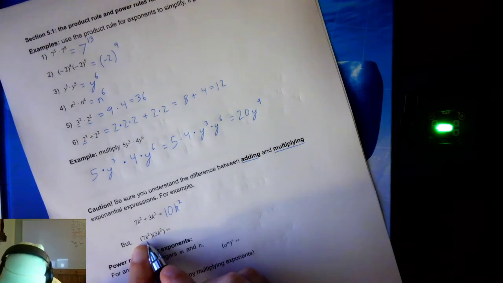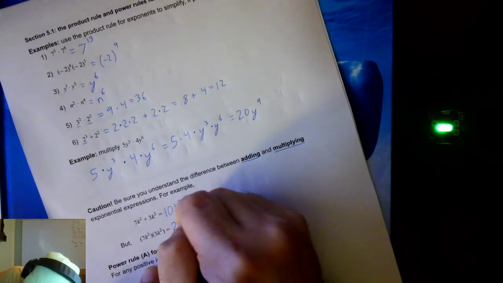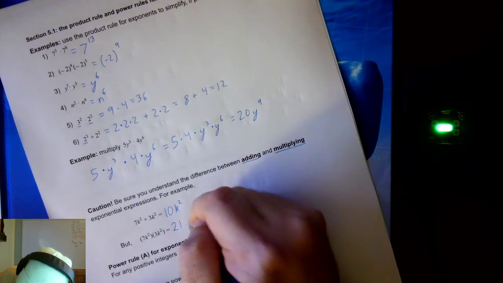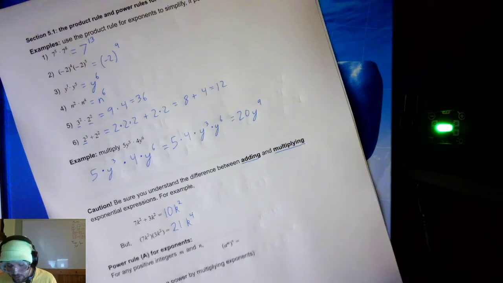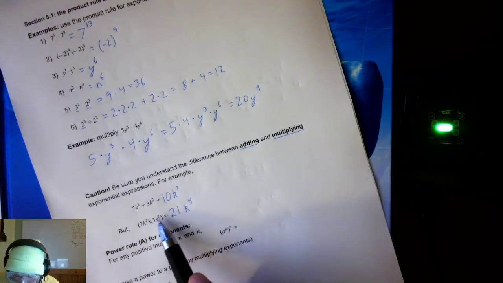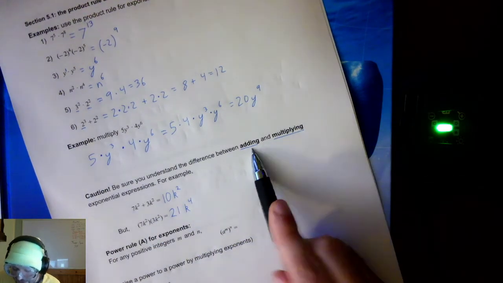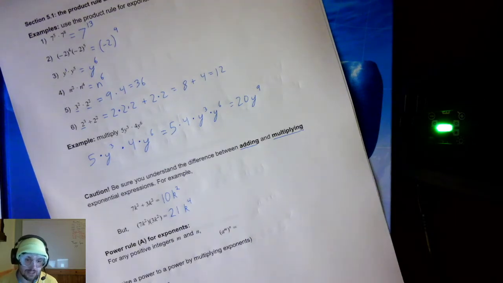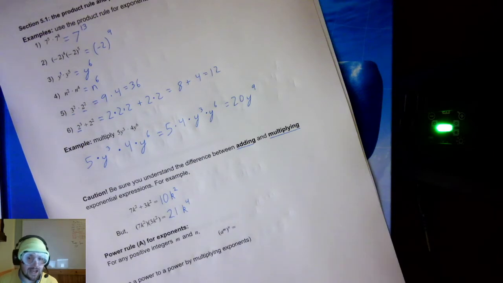But 7k squared times 3k squared would be 7 times 3 is 21. K squared and k squared, I will add the 2 and the 2 together to make it 4, right? Just like in the example above. When you're multiplying, you add the exponents on the variable. Make sure you keep that in mind. Adding and multiplying are completely different when you have variables with exponents. Adding, you're looking to combine like terms. Multiplying, you're using these exponential rules.